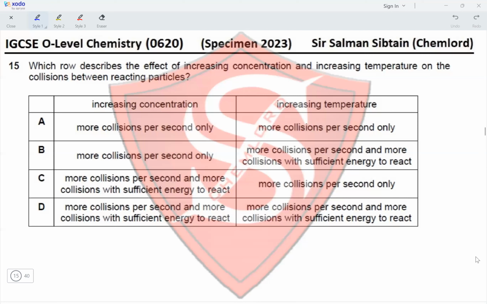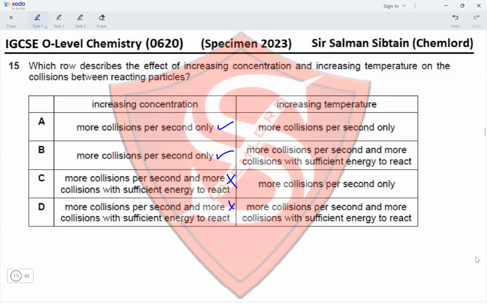No, increasing the concentration will not increase the activation energy possessed by the molecules. It will only increase the number of collisions per second. That means it will increase the rate of collision or the frequency of collision. So this eliminates options C and D. So either of options A or B can be correct.